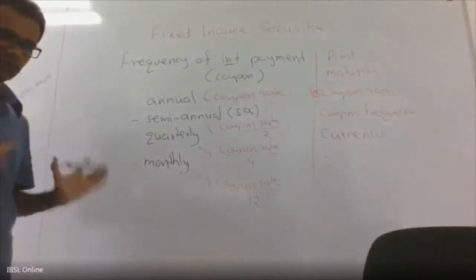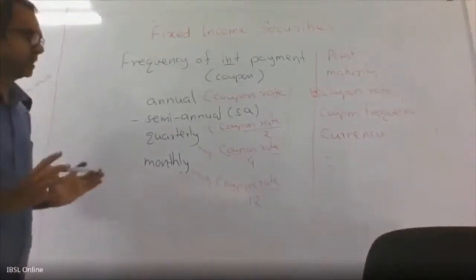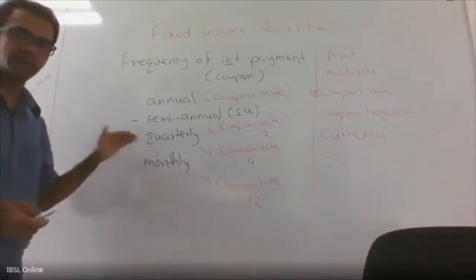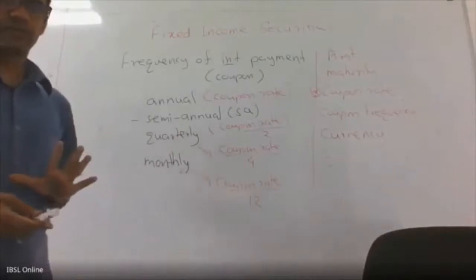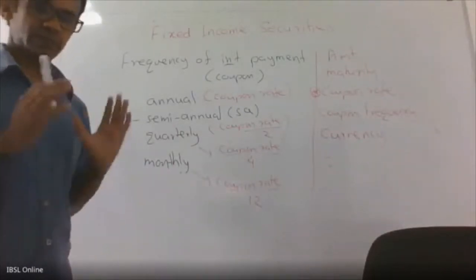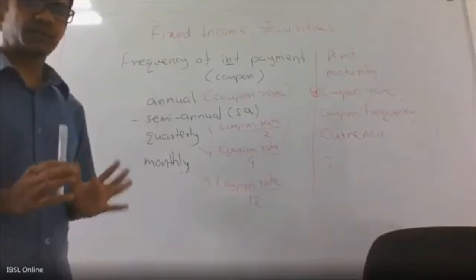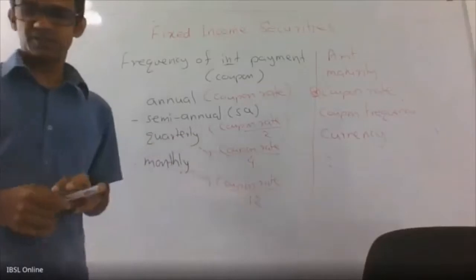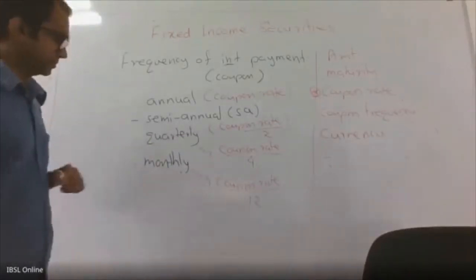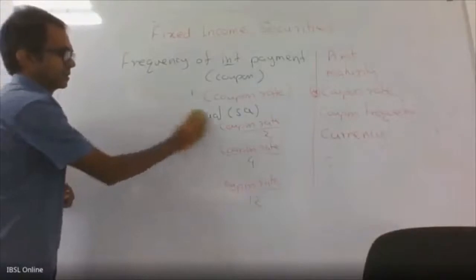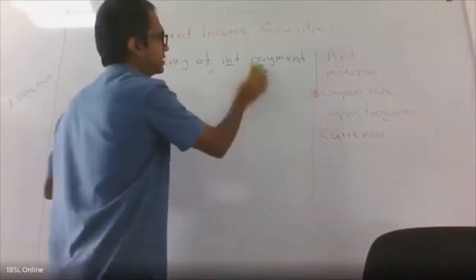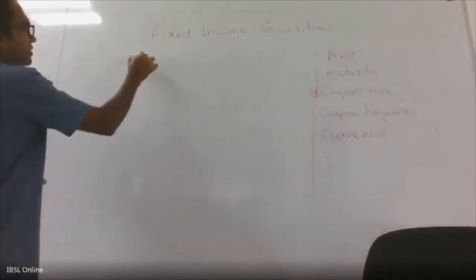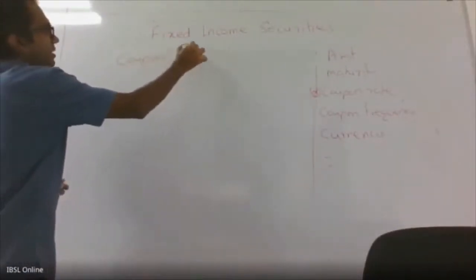But for a particular bond, everybody gets the same frequency. Not one investor gets a monthly coupon and another investor gets a semi-annual coupon. Whoever buys the security, if it is a semi-annual coupon, everybody will get a coupon every 6 months. And the date on which the borrower pays the coupon is called the coupon date.